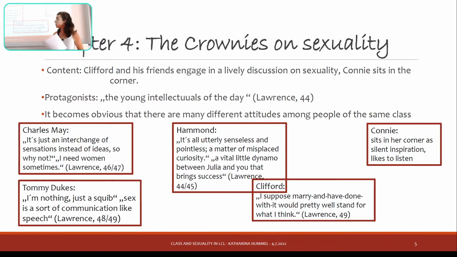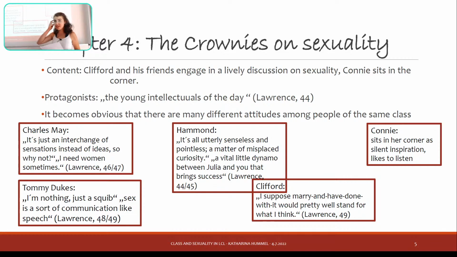I will now go into chapter 4 with you, because there is a situation where the crownies talk about sexuality. The crownies are Clifford and his friends, and they engage in a lively discussion on sexuality, while Connie sits in her corner and is the silent inspiration, but she doesn't really participate. She only listens. The protagonists are the young intellectuals of the day. They are all men and they are all upper class, so it is really people with one class background.